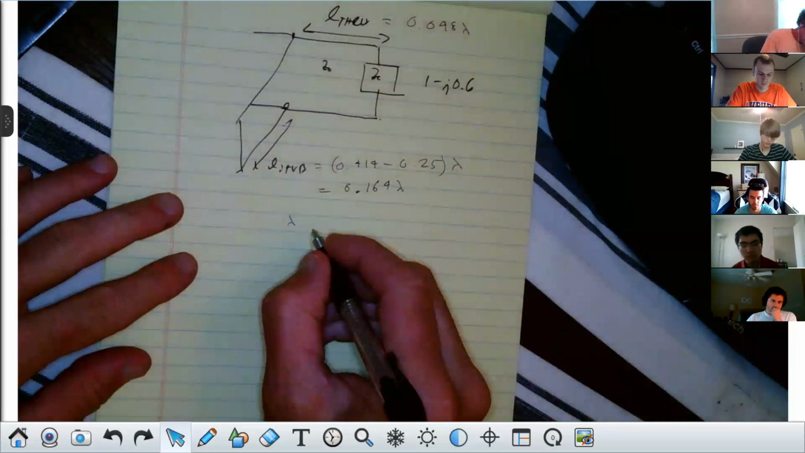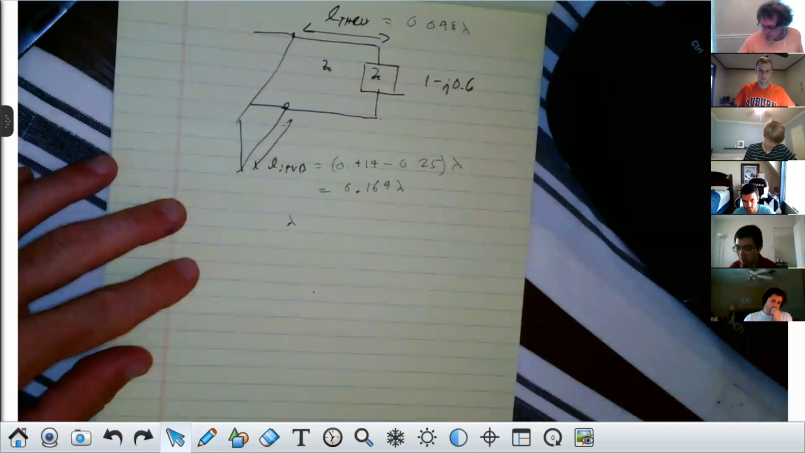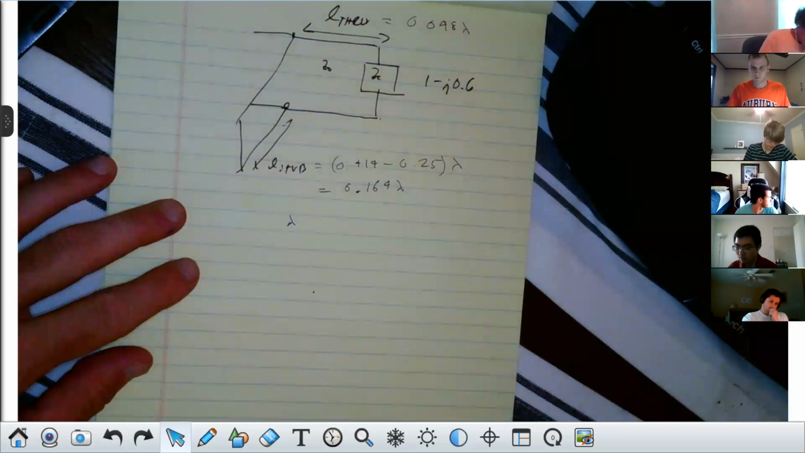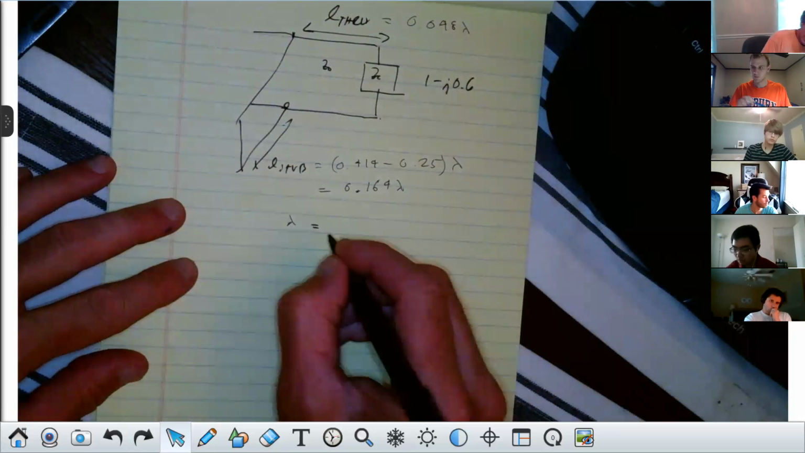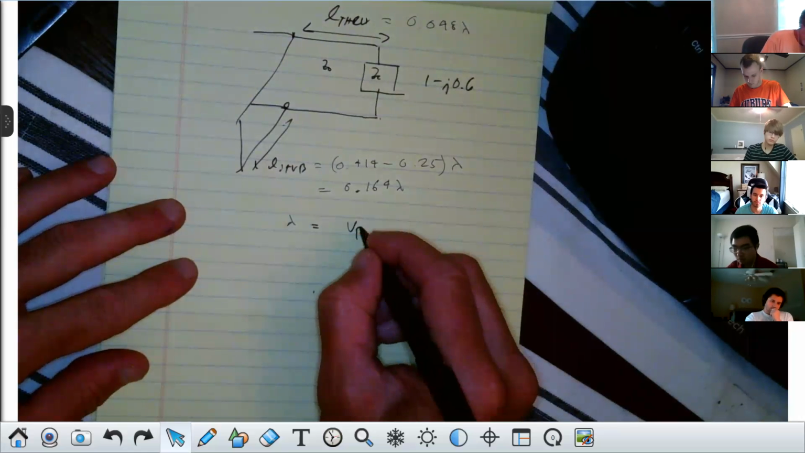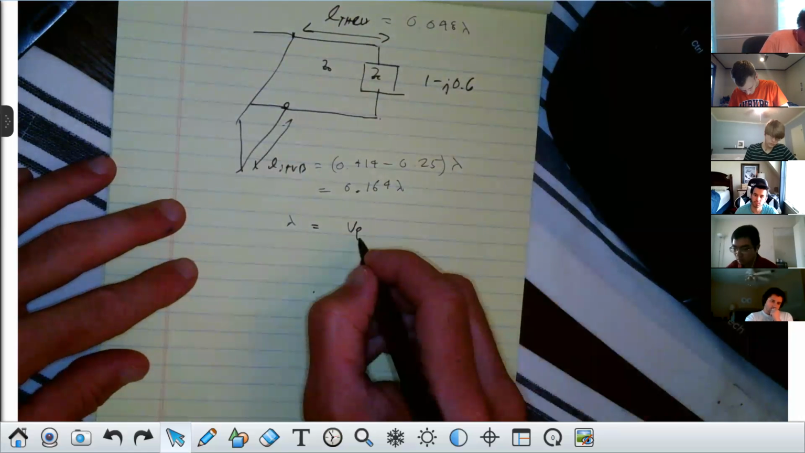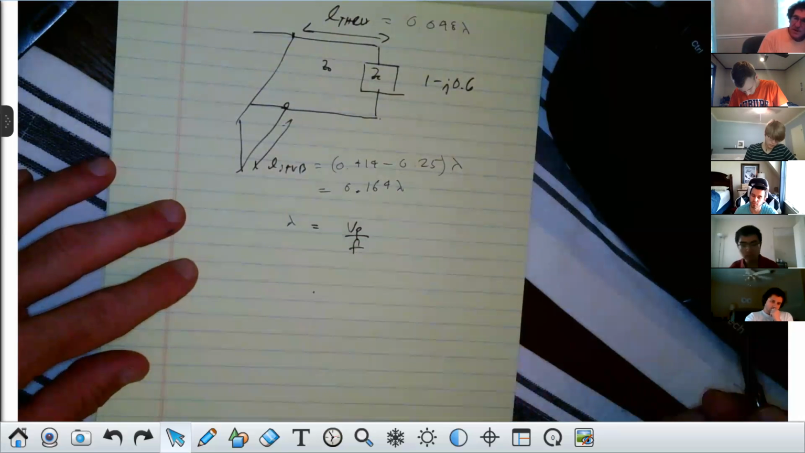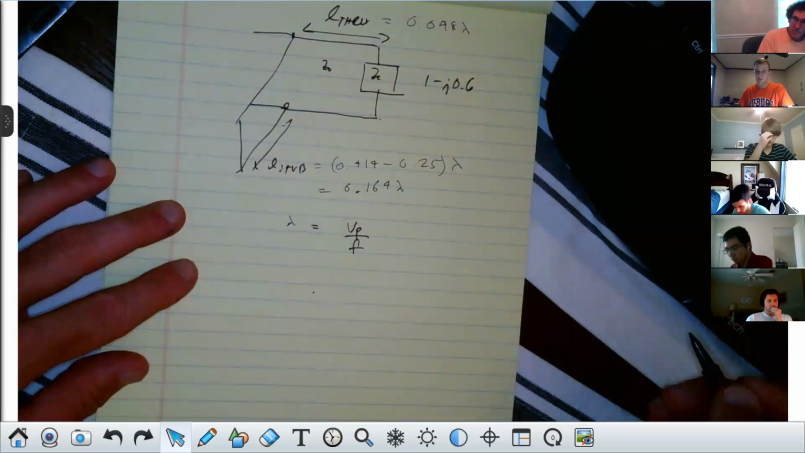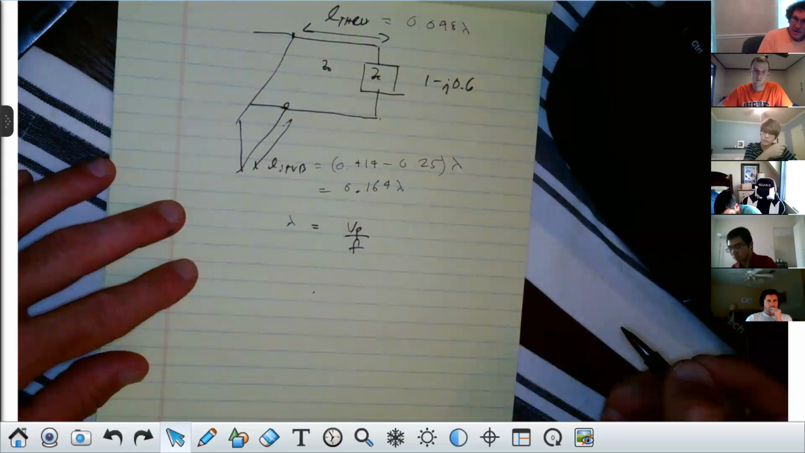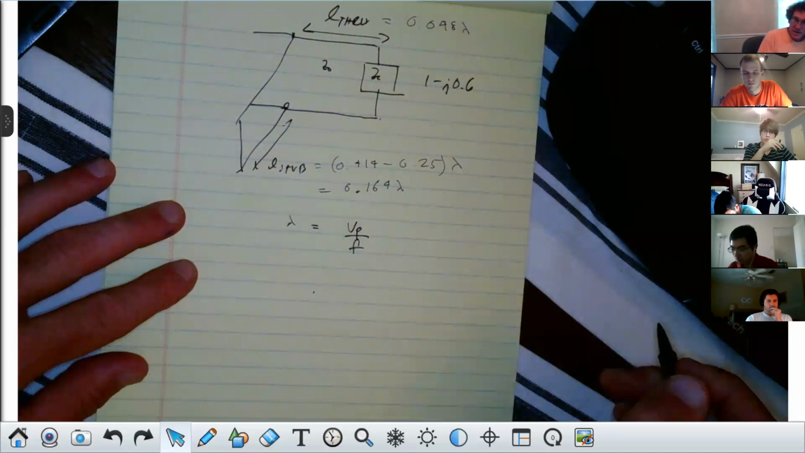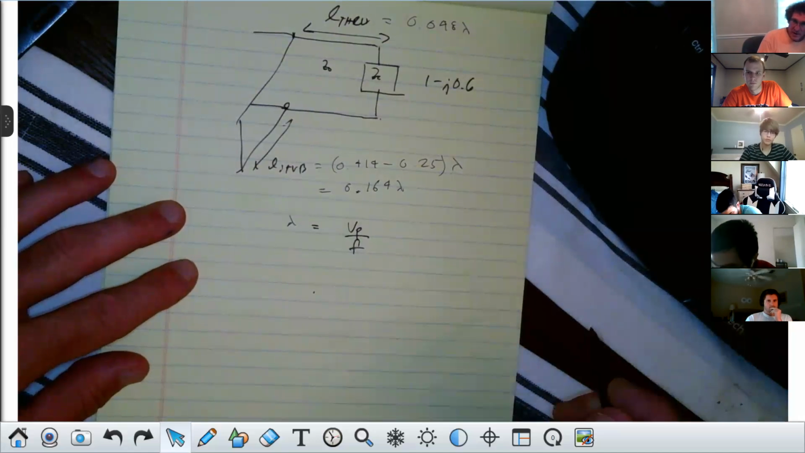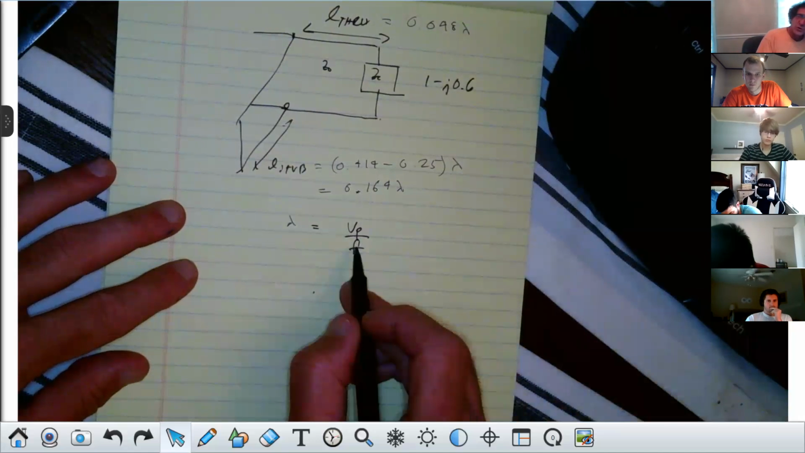Well, wavelength in general will always be the phase velocity on the line divided by frequency. I think you remember that from physics, right? It's really 2 pi over beta, right? Beta times the wavelength is 2 pi radians, but this is the way it's usually rendered.